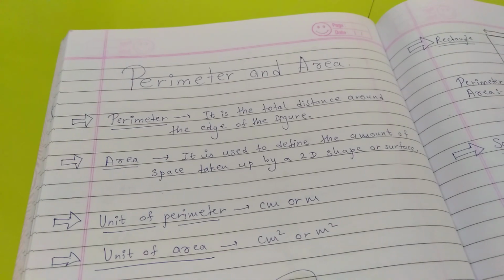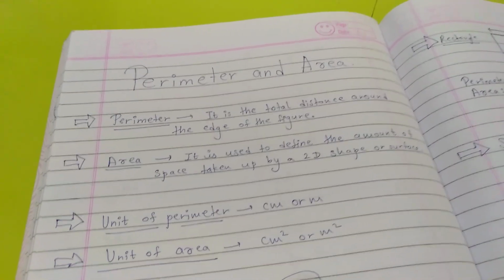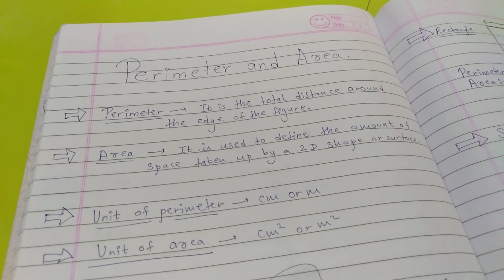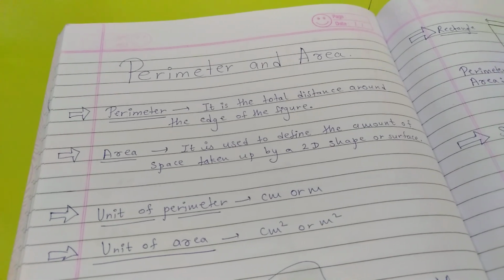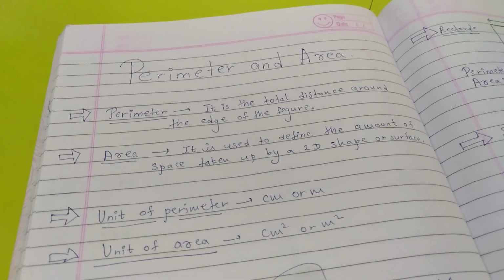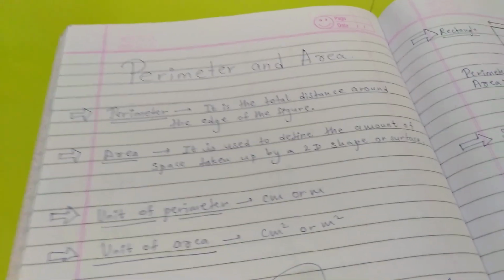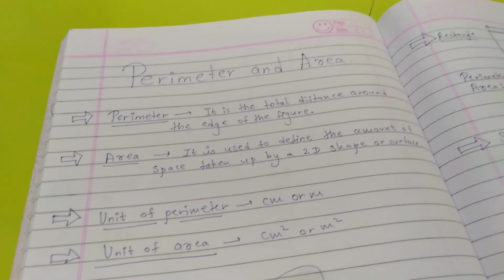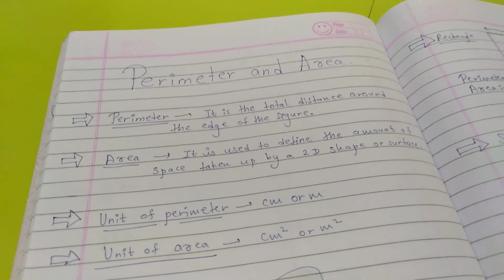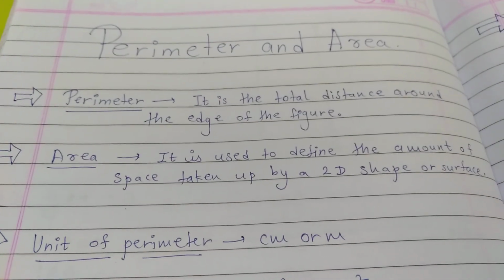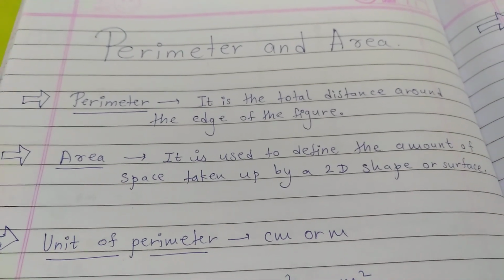So the first rule is the figure for which you are finding perimeter and area should be 2D. The figure should be 2D. And the second rule is it should be a closed figure or surface. So now we'll move on to the definitions.